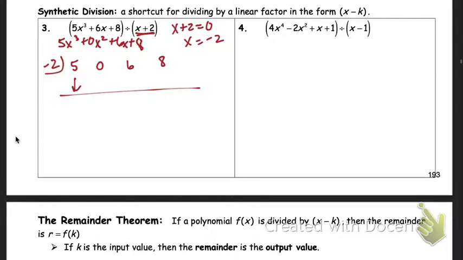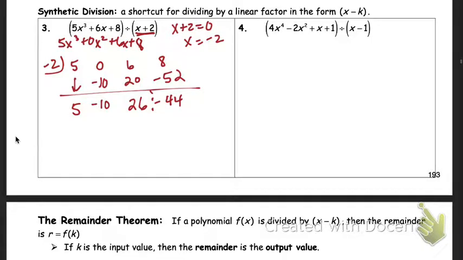You always bring down the first term, and then you do what's in the box, negative 2 times 5, which is negative 10, and put that under the 0. And then make sure you add down. So negative 10. Multiply, 20, add down, 26. Multiply, negative 52. Add down, we get negative 44.